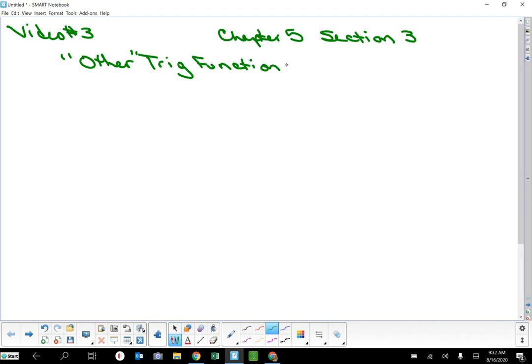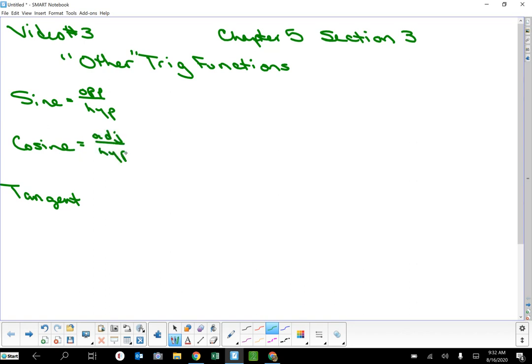So we've talked about so far primarily sine, cosine, and tangent. And we know that sine is opposite over hypotenuse. And cosine is adjacent over hypotenuse. And tangent is opposite over adjacent. Well, there are 3 additional trig functions, and they are reciprocal functions.